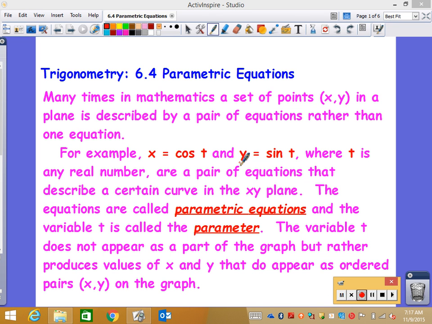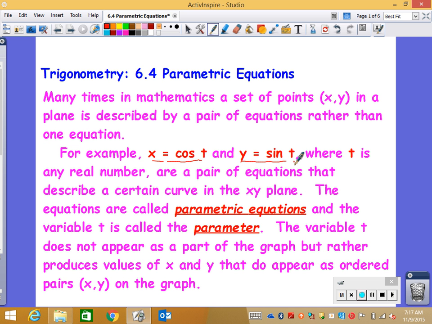Alright, today we're talking about 6.4, which is parametric equations. A parametric equation is just an equation that depends on what we call a parameter, or another number. So for instance, x equals cosine t and y equals sine t are parametric equations because they depend on t. And t is just any real number.